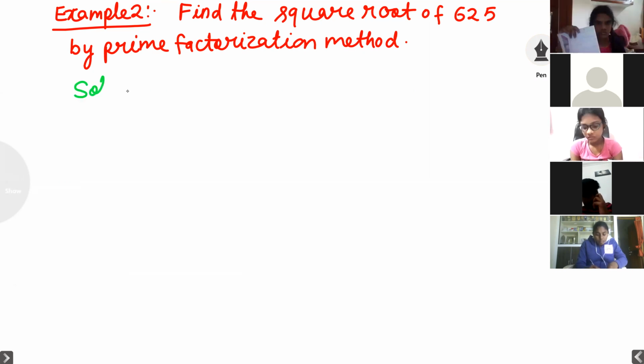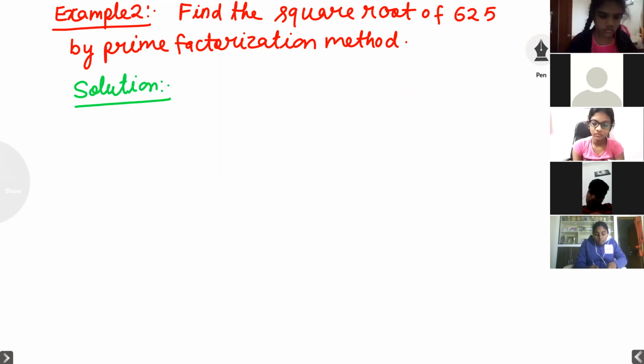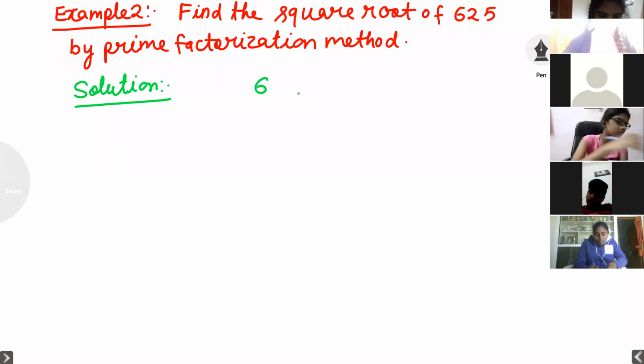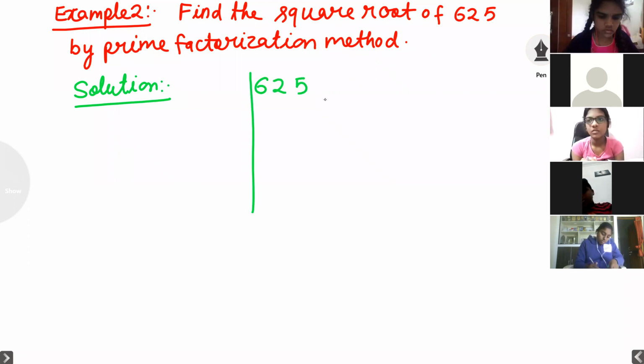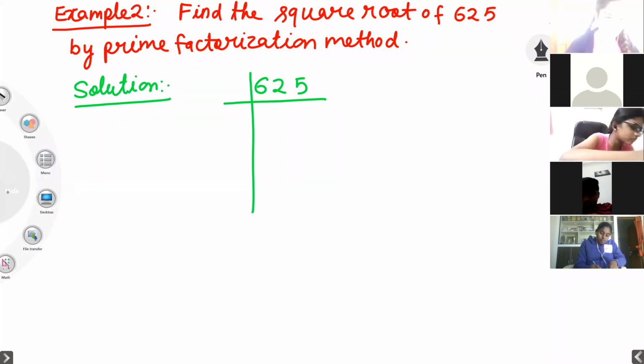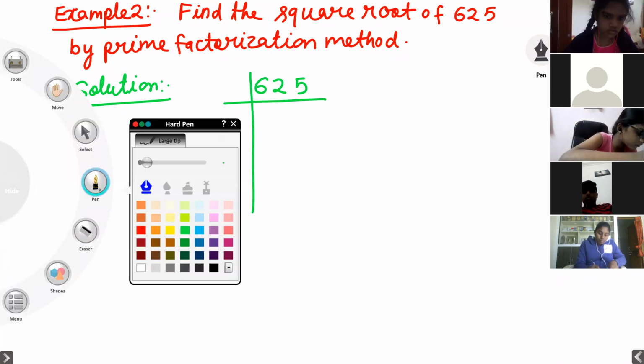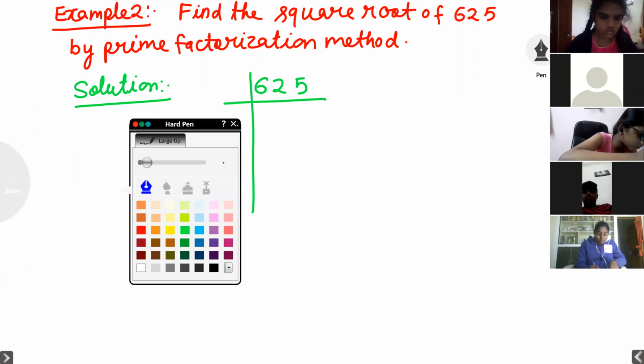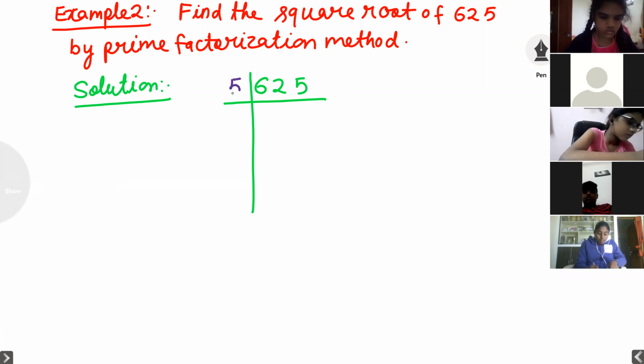Again, we want to do prime factorization. We want to take the prime factors of 625. Now 625 is divisible by 2? No. Divisible by 3? 6 plus 2, 8. 8 plus 5, 13. No. Divisible by 4? No. Divisible by 5? Yes. Start the division. 5 ones are 5. 1 is remaining. 12. 5 twos are 10. 2. 5 5s are 25.